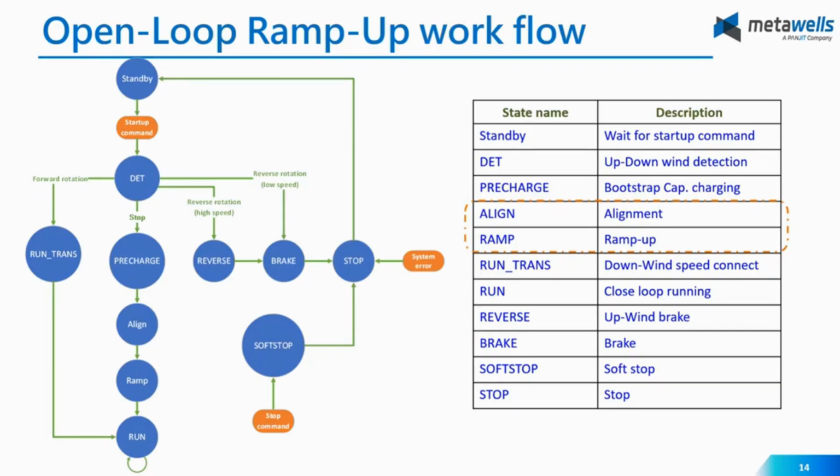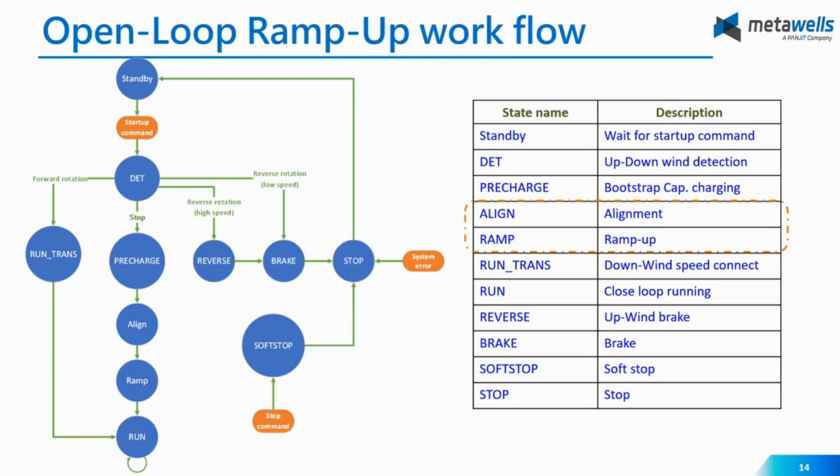Once the target speed is retrieved, the system moves into the run state. Run state is closed loop operation. The closed loop operation means we have speed closed loop, current closed loop, and position closed loop. So this is the startup sequence.